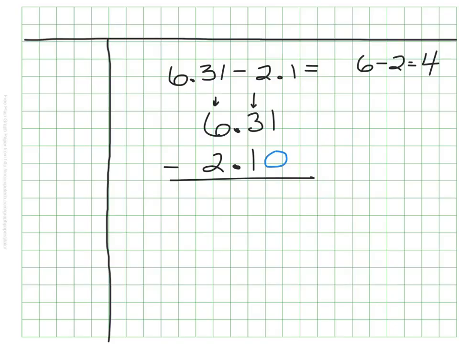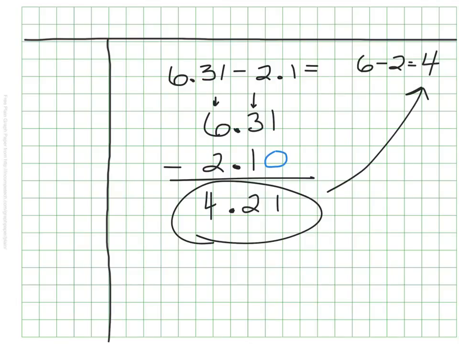And then I will subtract as I normally would, right? 1 minus 0, 3 minus 1. My decimal place does not move. And 6 minus 2 is 4. I got ahead of myself there. My answer was 4 and 21 hundredths, not far off from my estimate. So I can feel pretty confident that I set this up correctly.